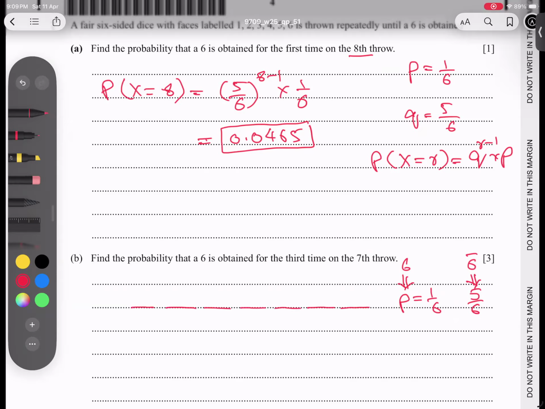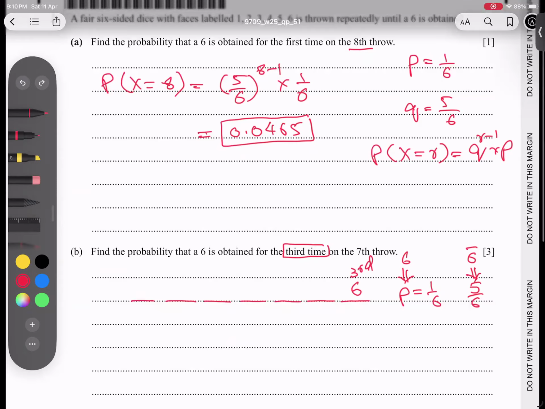So these are throws, and he said the third time 6 appears, which means I can say here 6 appears the third time. So it means that 2 times it has already appeared before, and where it appeared, we can't decide. It can be here or here or here, anywhere. But he said 2 times already appeared here.